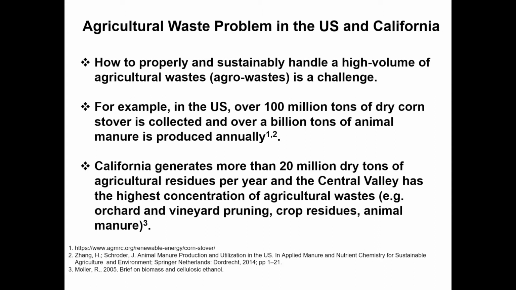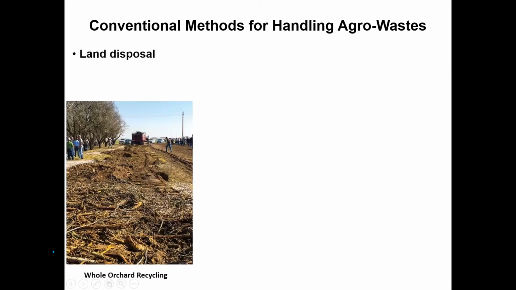And the Central Valley has the highest concentration of agricultural waste, such as orchard and vineyard pruning, crop residue, and animal manure. So what about the conventional methods for handling agricultural waste? Normally we do land disposal, like whole chip recycling. We just crush the old trees, and then we use the residue as the bedding material for the new trees. Okay, so this is land disposal.